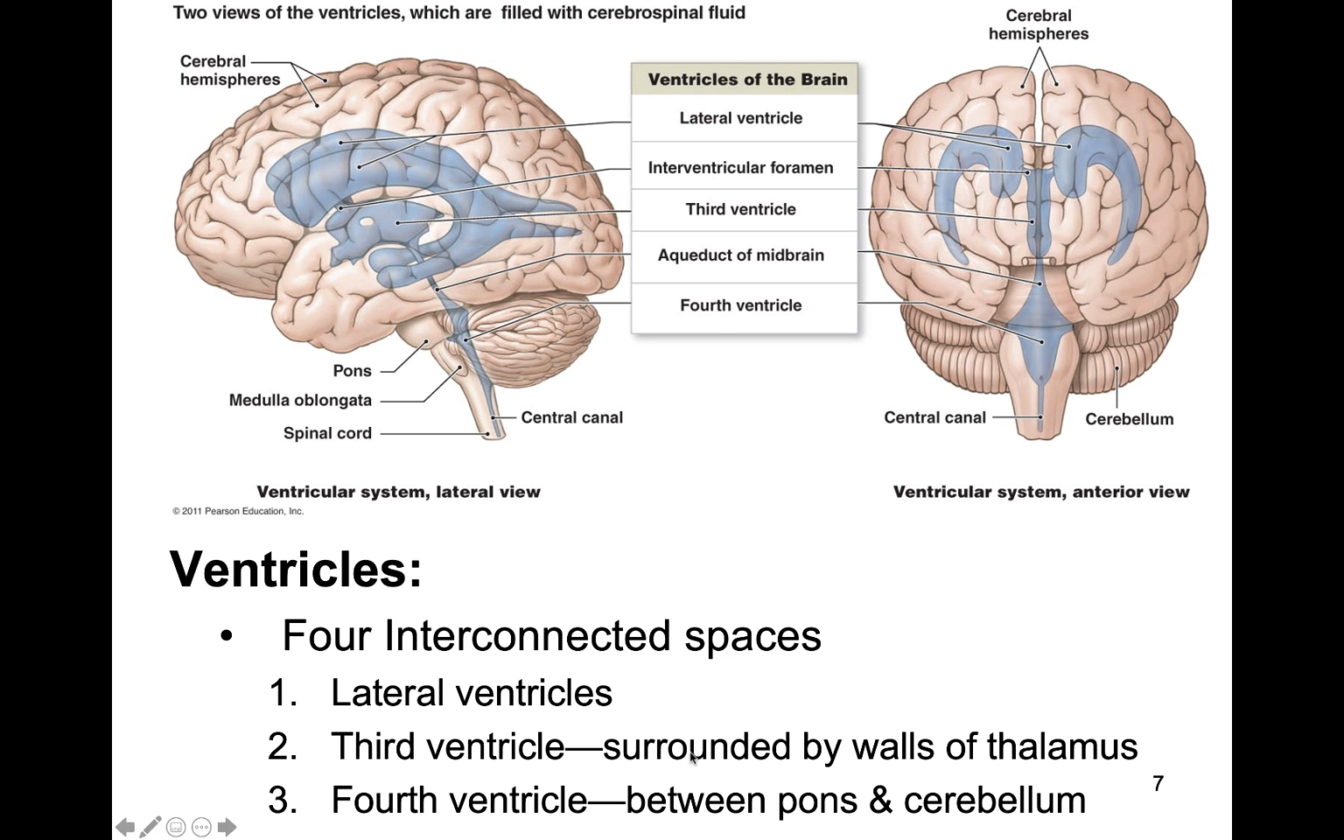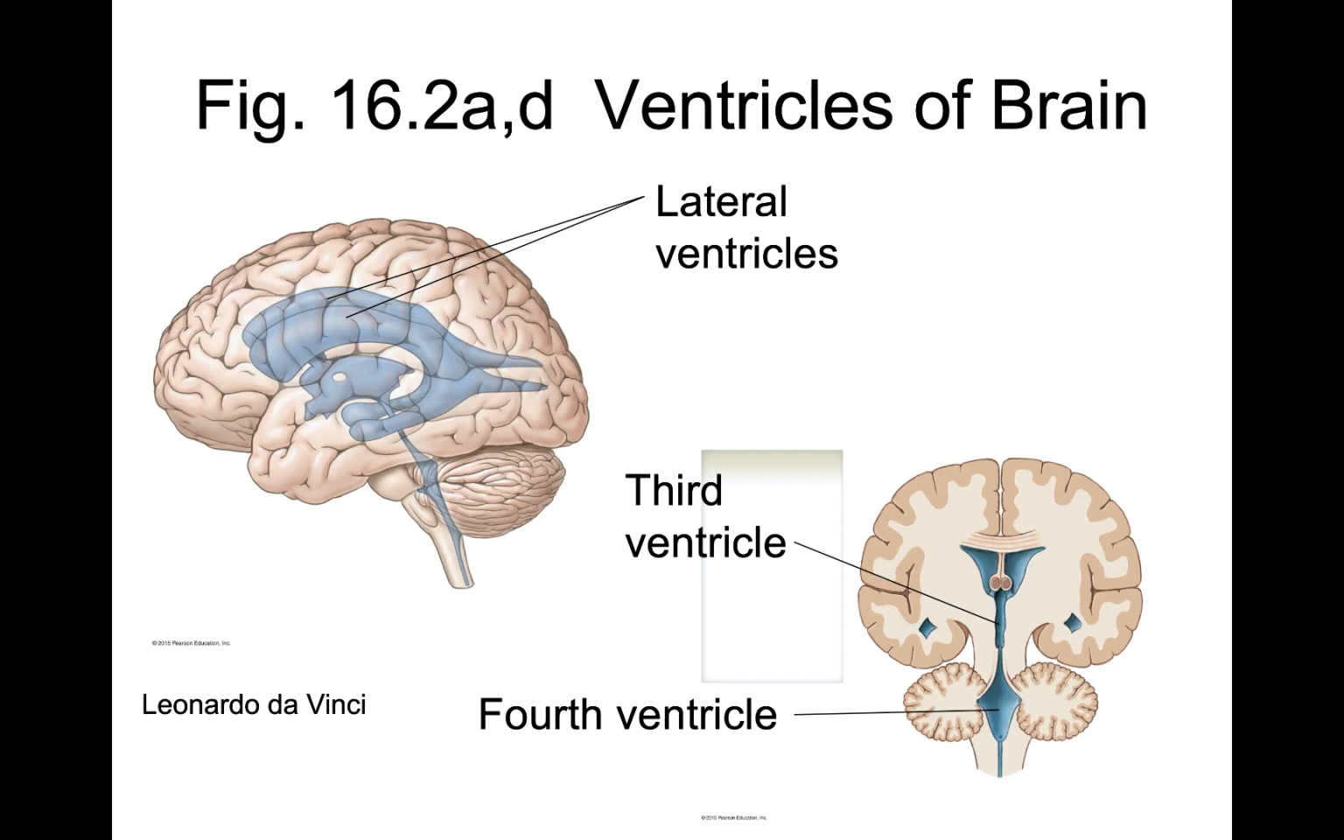Third ventricle is surrounded by the walls of thalamus, because if you cut the brain in the middle, you have the right and the left thalamus. And the fourth ventricle is between the pons and cerebellum. Here's another picture showing you the ventricles. So the lateral ventricle, third ventricle, cerebral aqueduct, and the fourth ventricle, and there is the septum pellucidum between the lateral ventricles. So there are 4 of them.